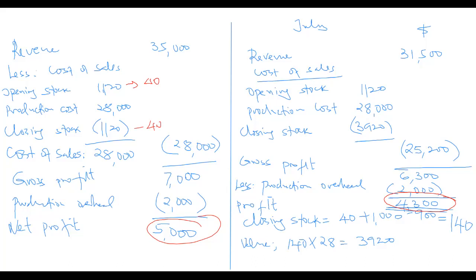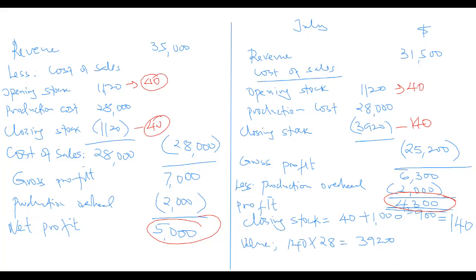If the number of units for closing stock and opening stock are equal, like in this case, where they were 40 and 40, okay. However, in the month of July, this was different. Here they were 40, and here they were 140. If that's the case, then you're going to end up having different profit for the marginal and the absorption costing method.